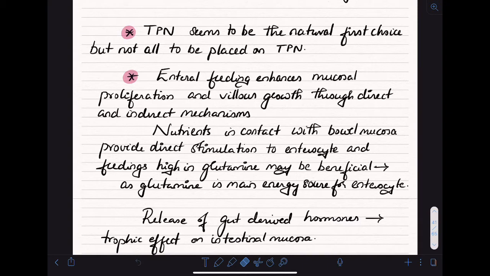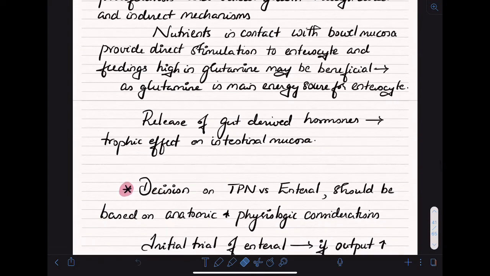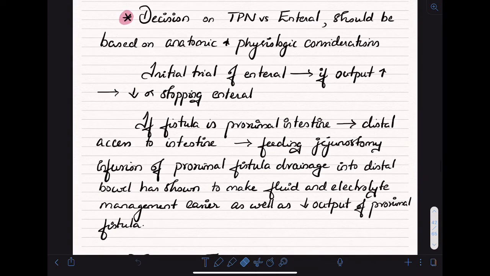Enteral feeding enhances mucosal proliferation and villus growth through direct and indirect mechanisms. Nutrients in contact with the bowel mucosa provide direct stimulation to the enterocyte, and feeding high in glutamine content may be beneficial, as glutamine is the major source of energy for the enterocyte, and release of gut-derived hormones has a trophic effect on the intestinal mucosa. The decision on TPN versus enteral should hence be based on anatomic and physiological considerations.